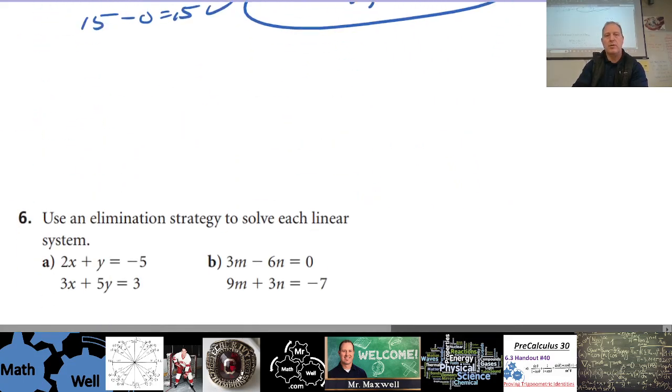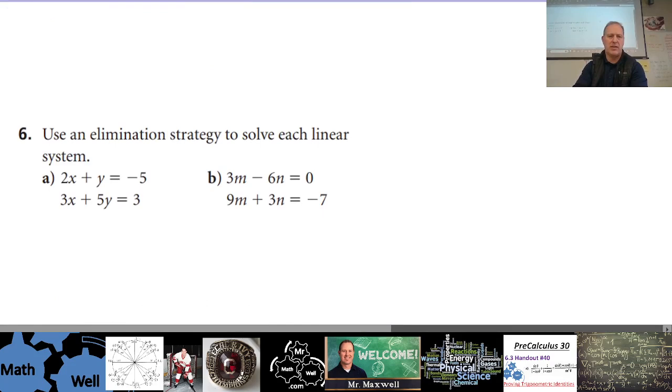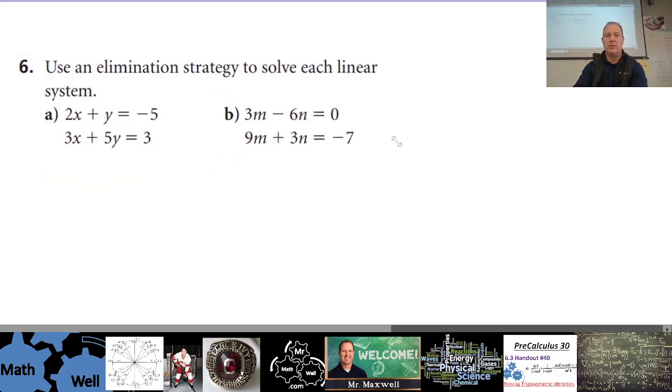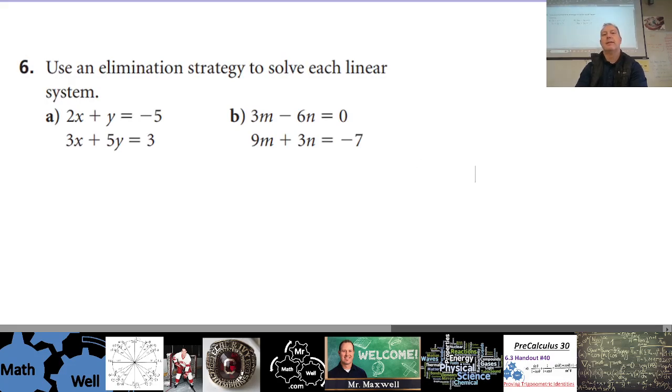Okay. Let's quickly do one from number 6. Number 6 looks like we might have to multiply both equations by something. So let's do 6a, and then I'll let you do 6b if you haven't done that yet. But okay, so 6a. Again, the variables are in the proper columns, so that's good. I see 2x and 3x. I can't eliminate if I just add those. So I'm gonna have to change something.